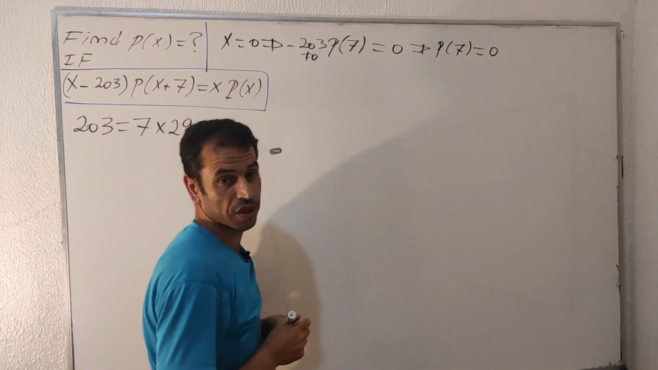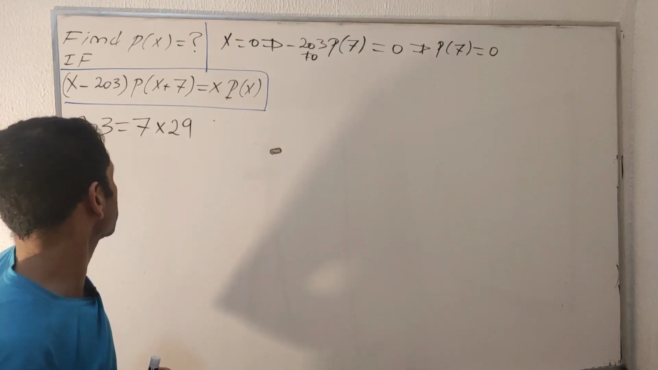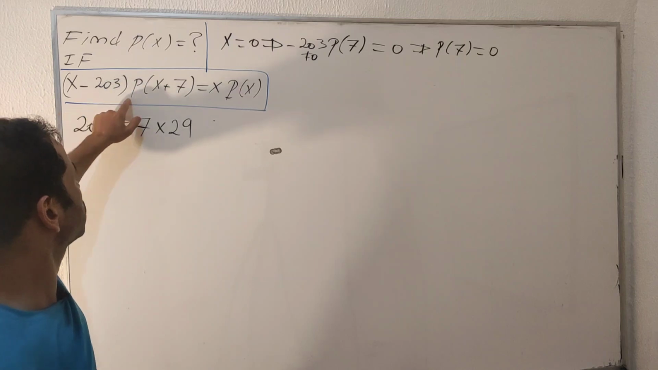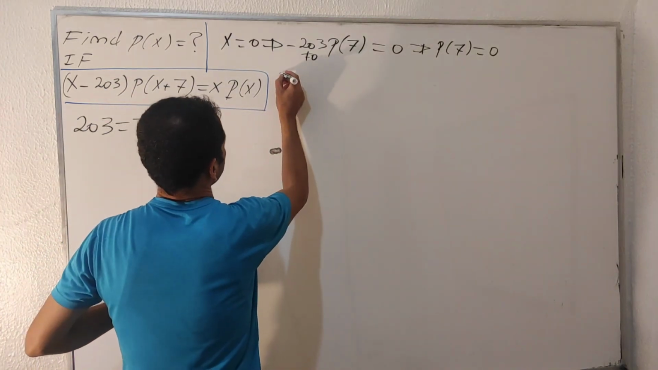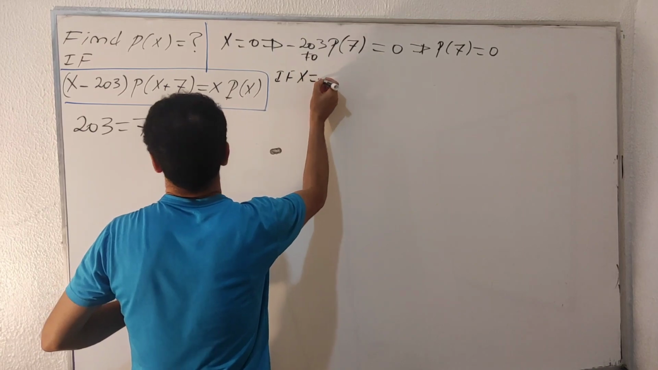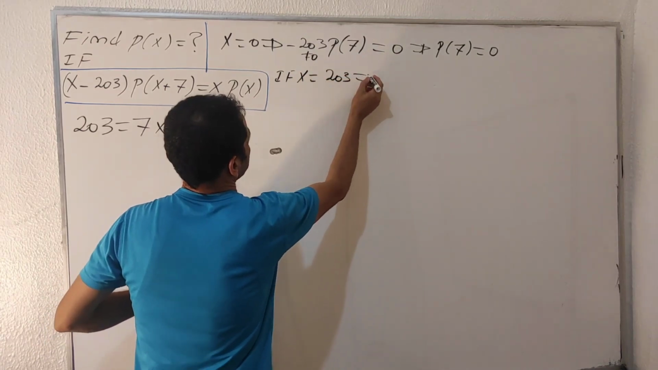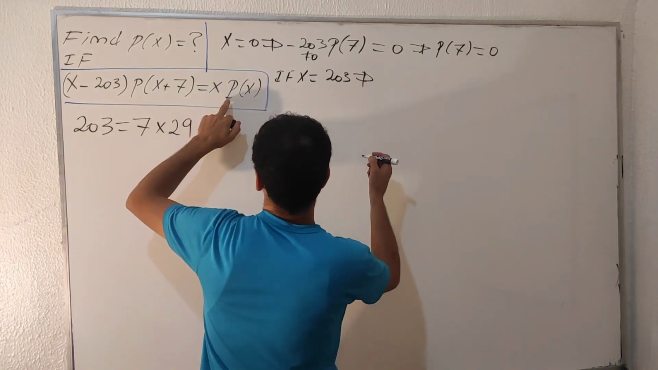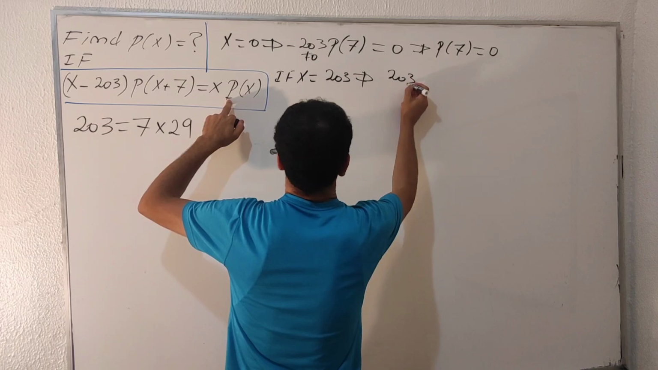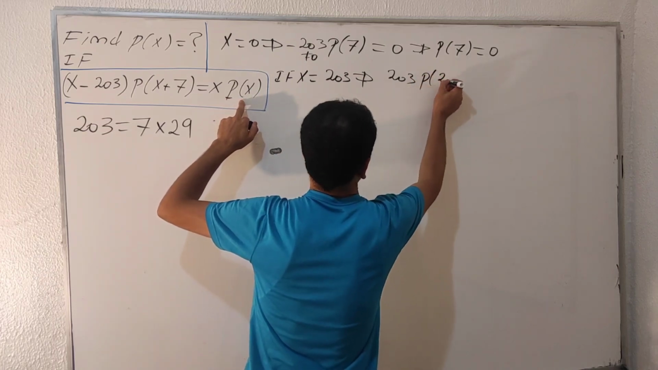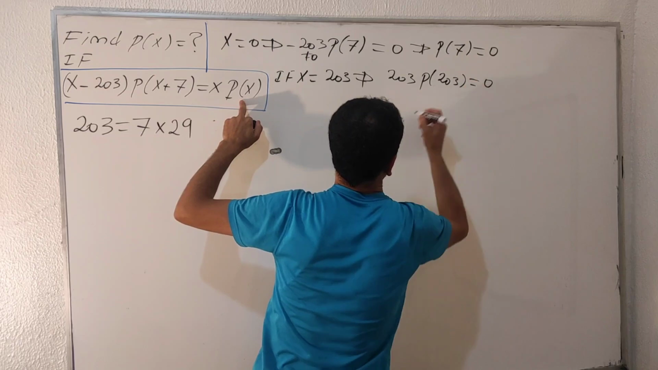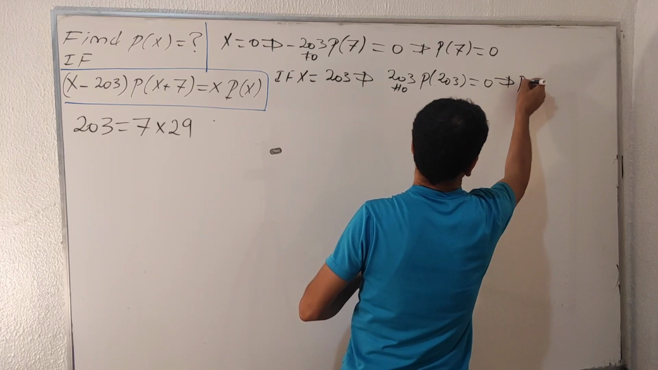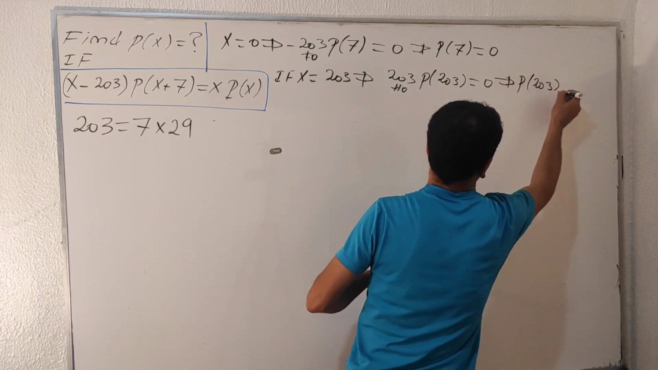Okay, this is a nice thing here. So this is one side. The other side, if I plug x with 203, I get 0 here as well. So if x equals 203, I get 0 for the left hand side of this equation. I get 203 multiplied by p of 203, which equals 0. Since 203 is different than 0, p of 203 equals 0.